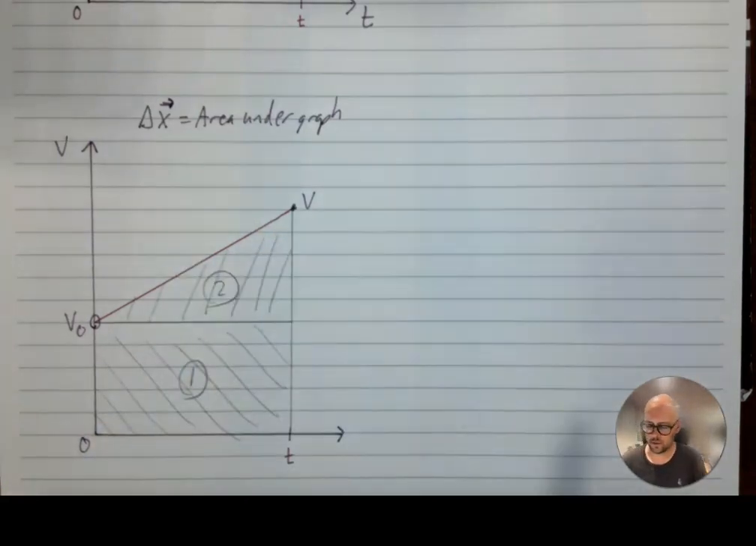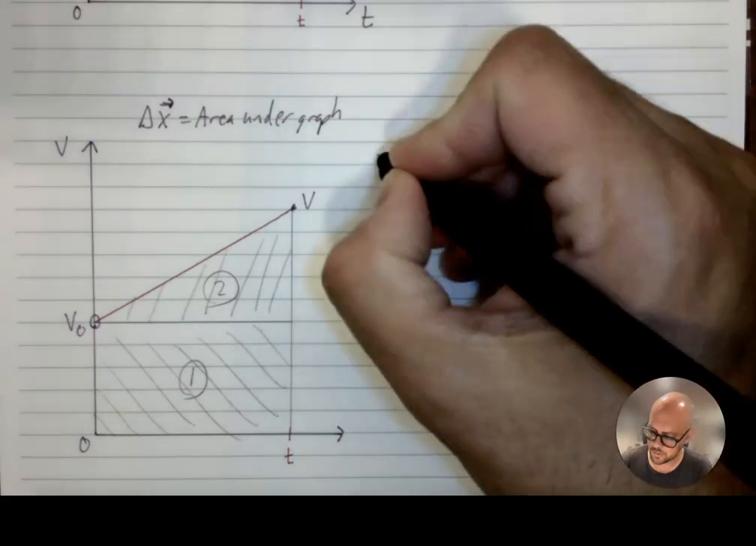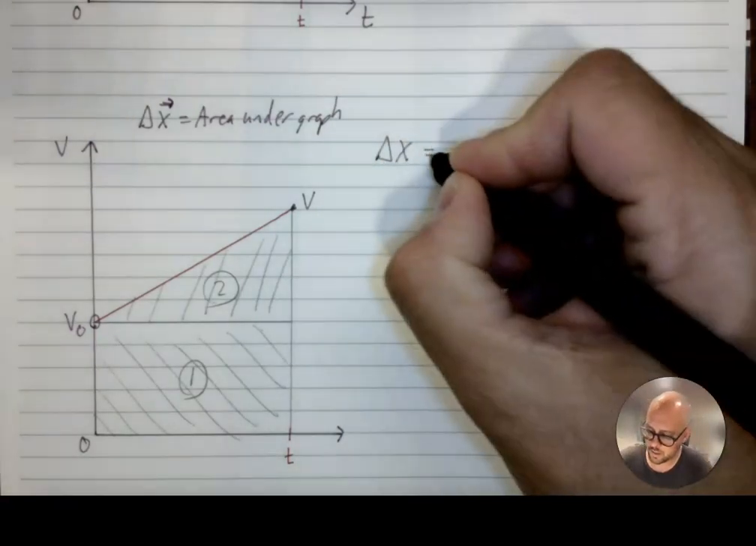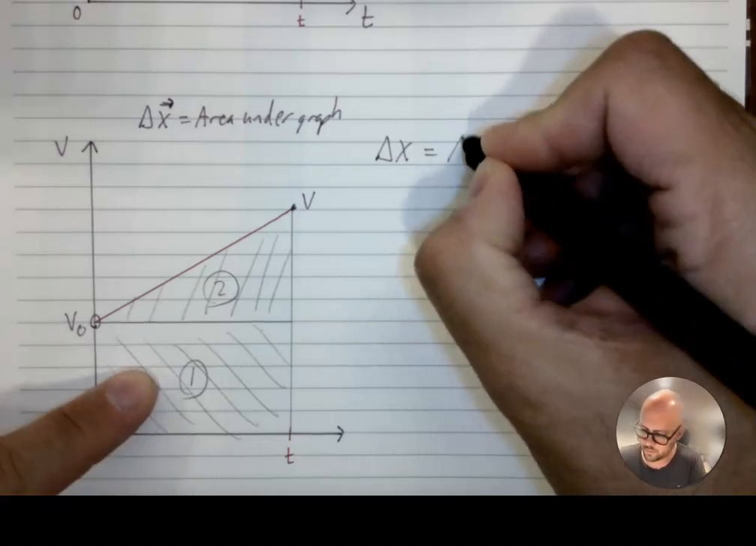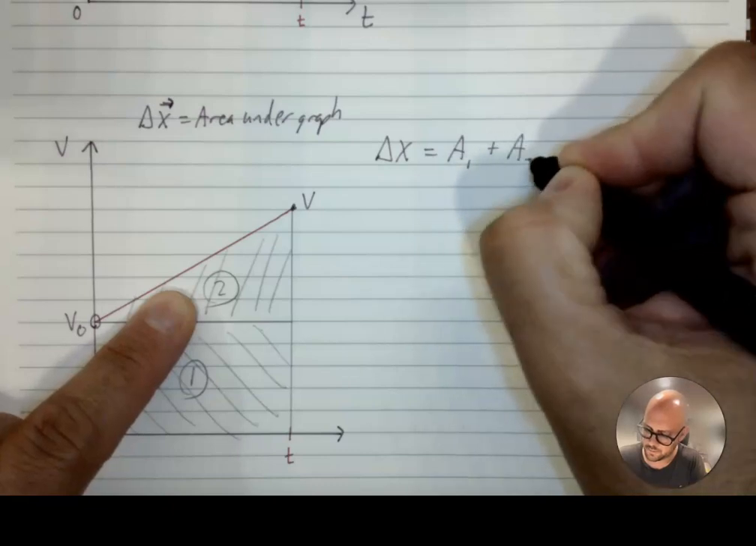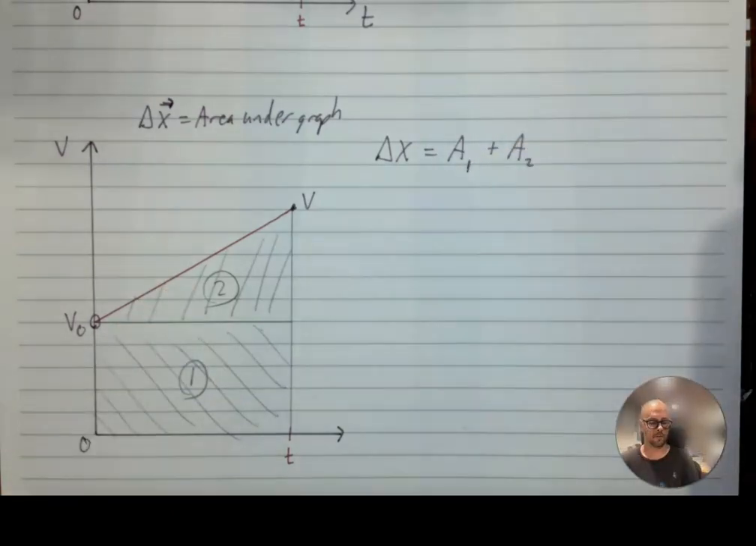So the way this derivation goes is displacement is the area under the graph. In order to do that, I'm going to have to do the area of this first shape plus the area of this second shape.